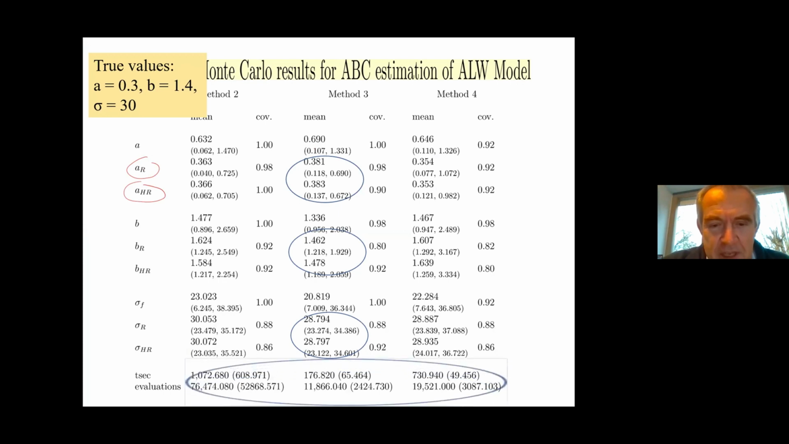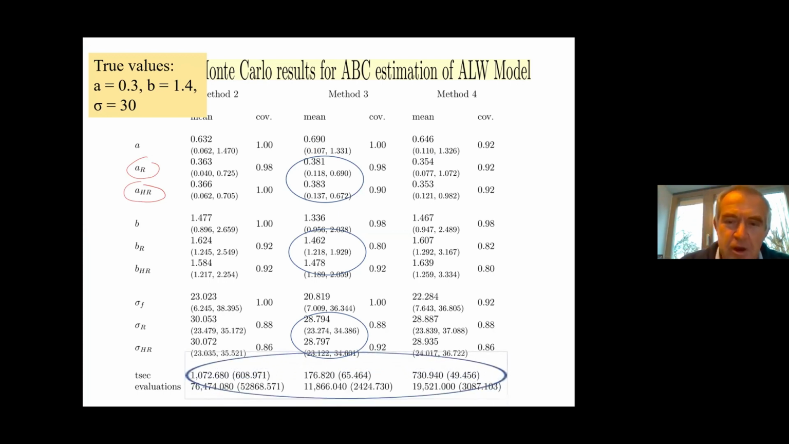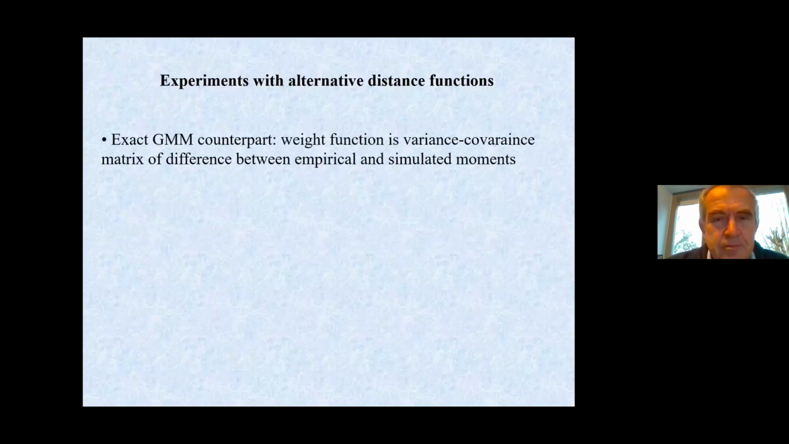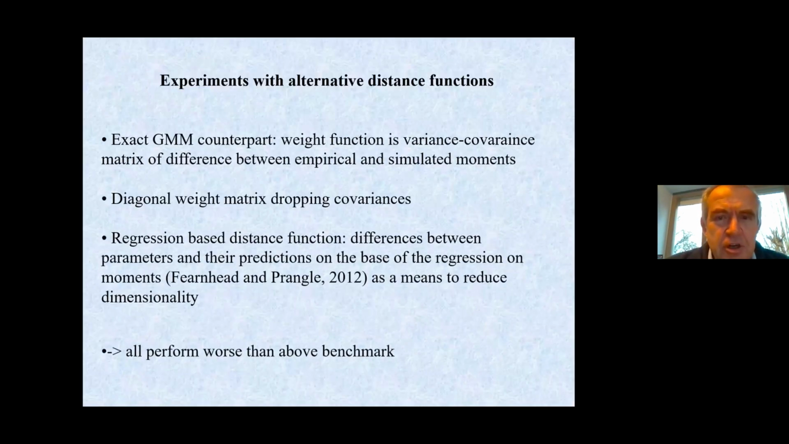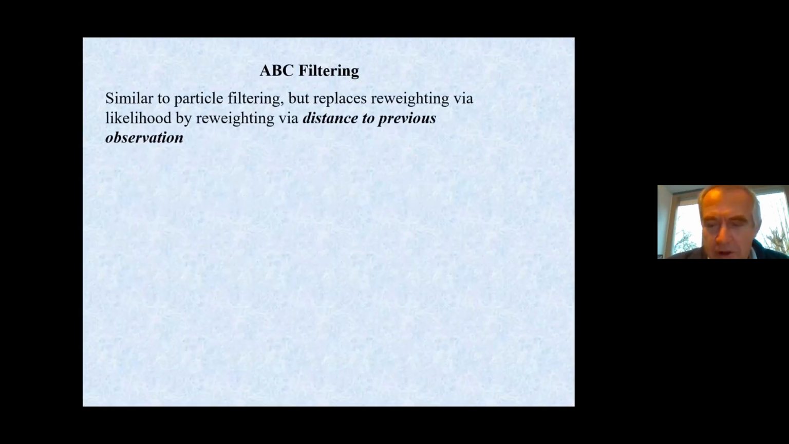And again, you see here the time needs for different methods are very different. And of course, since the quality here is pretty much the same, we choose the one that is more efficient by one order of magnitude. I have experiments with alternative distance functions in the paper, but I skipped that because they were all not better than the one that I have introduced before.